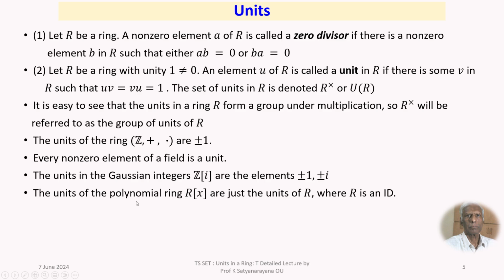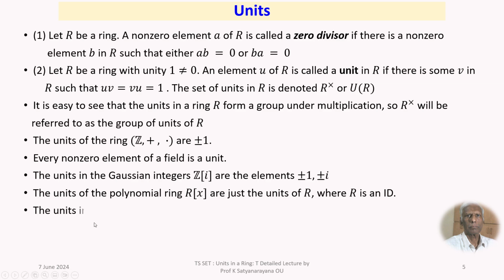Right. Now, suppose you talk about a polynomial ring where R is an integral domain, let us say. R[x] means the set of all polynomials in x with the coefficients coming from the integral domain R. And who are the units of that one? The units are just the elements of R. The non-zero elements of R are the units.